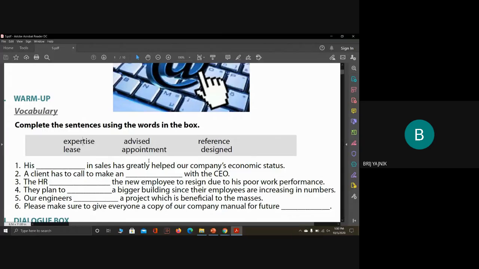Let's go ahead. A client has to call and make a dash with the CEO. Well, it goes without saying because there is the word and. So an appointment. Fine. The HR dash the new employee to resign due to his poor work performance. Now, I think here you need to use the word advise. No, not reference. Sneha, I think you got it right this time, perfect in fact. So advised. Now, see, this is the verb. This is the action. The HR advised. Here you cannot use CE. Here you need to use SE. Once again, I will type it in the chat box.